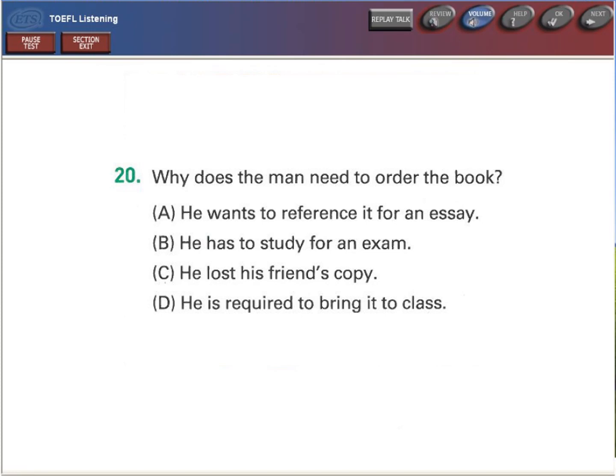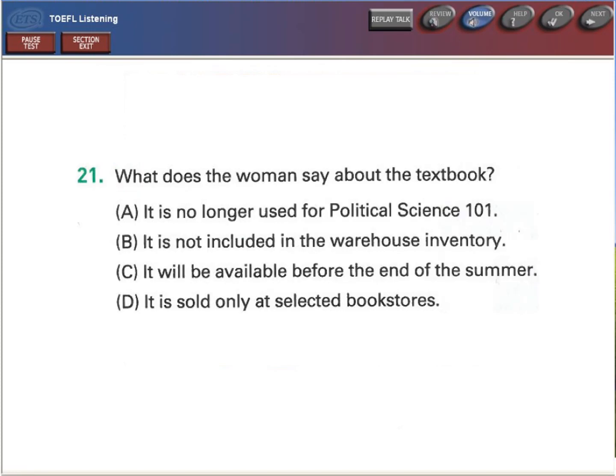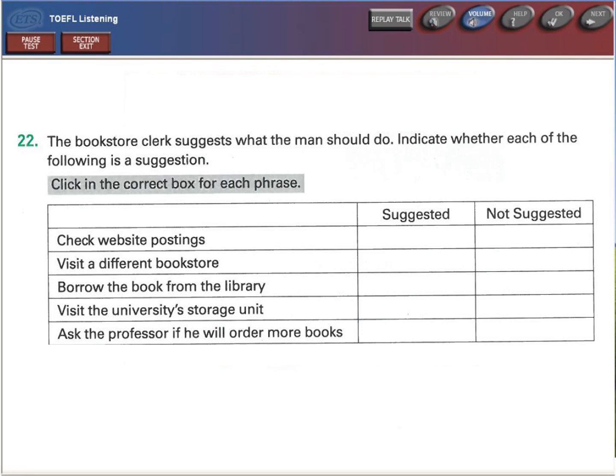20. Why does the man need to order the book? 21. What does the woman say about the textbook? 22. The bookstore clerk suggests what the man should do. Indicate whether each of the following is a suggestion.